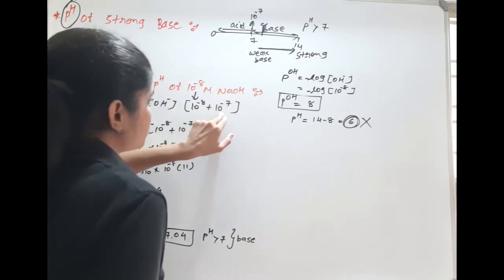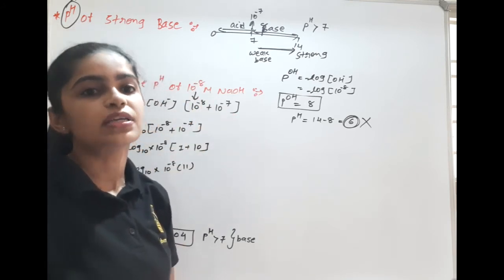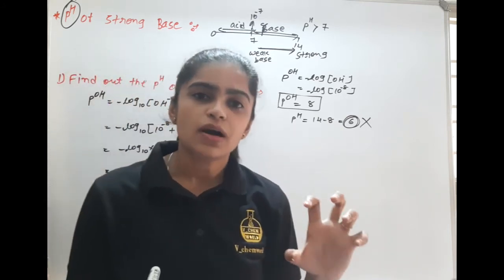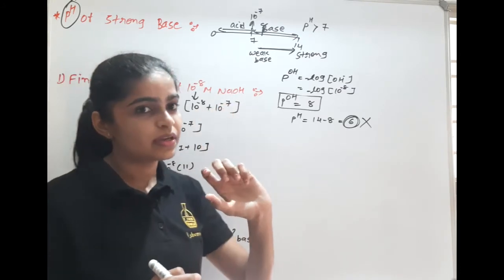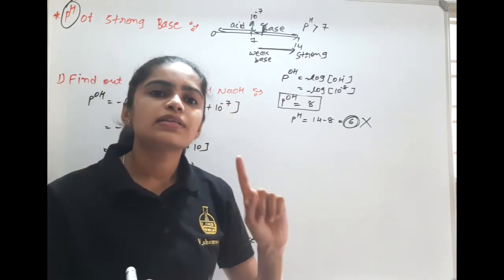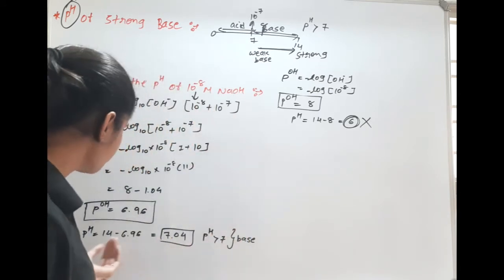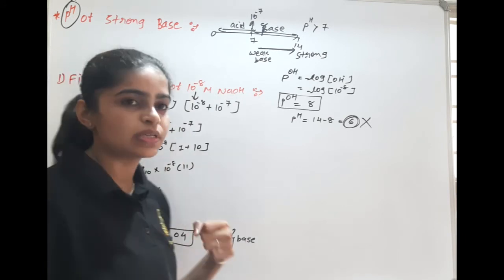Why do we add this 10 raised to minus 7 value? Because 10 raised to minus 8 molar NaOH is a very dilute solution. In a dilute solution, a measurable amount of water is present, and the water concentration is 10 raised to minus 7. So in a dilute solution, we cannot neglect the 10 raised to minus 7 value. That way we find that the pH of 10 raised to minus 8 molar NaOH is 7.04.